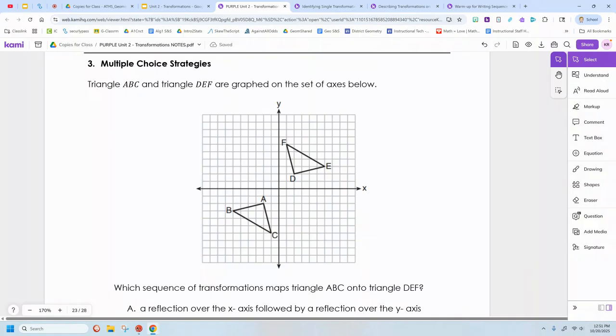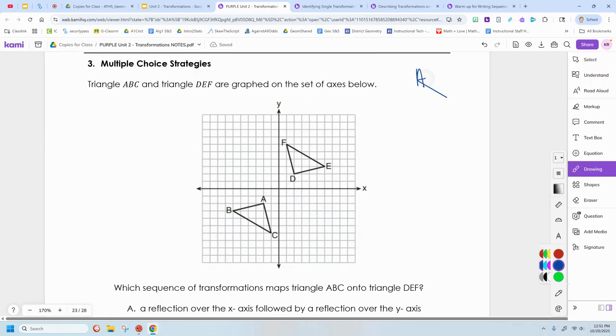This is a multiple choice question from the Regents exam. This is very much like questions you would have on your quiz, okay? So it's multiple choice, and typically it's which one will work. Triangle ABC and DEF are graphed on the set of axes below. So something that's helpful is doing this. ABC, DEF, right? So we know who corresponds with who. Remember that idea? Okay, next.